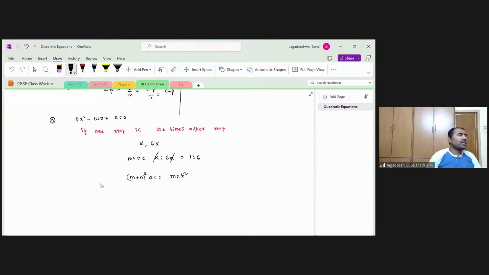Yeah. So m plus n is 1 plus 6 whole square into AC. So for our quadratic equation, a is p, c is 8, equal to m into n, 1 into 6, into, and for our quadratic equation, b is minus 14. So minus 14 whole square. 1 plus 6 is 7, 7 square is 49 into p into 8 equal to 6 into minus 14 whole square is 196.